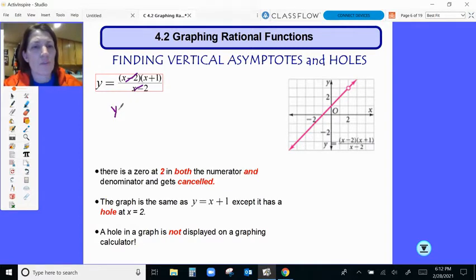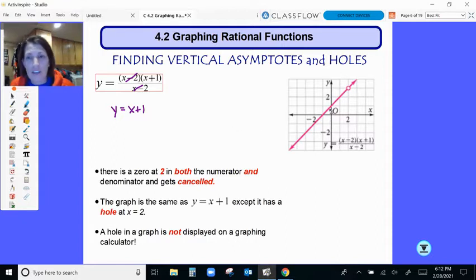We end up with y equals x plus 1. That's how we end up with a line, y equals x plus 1. And so this is still a point of discontinuity, but when we cancel out the top and bottom, it ends up being a hole instead of an asymptote. Okay, so we have factors cancel out, it ends up being a hole.